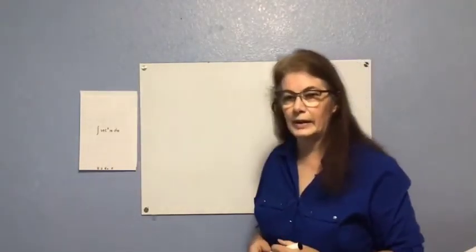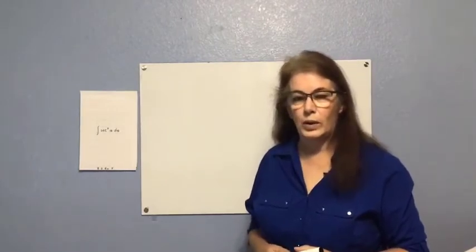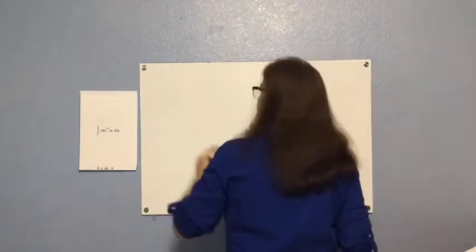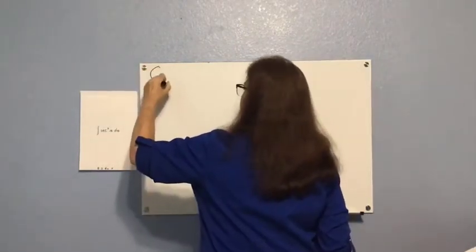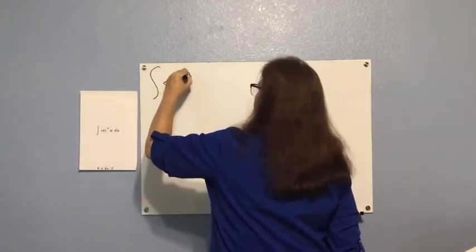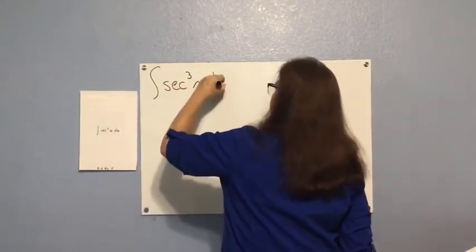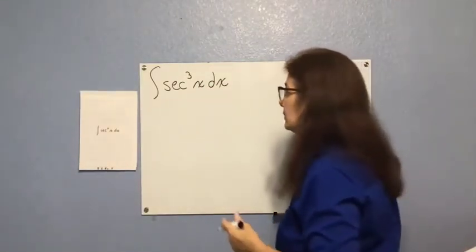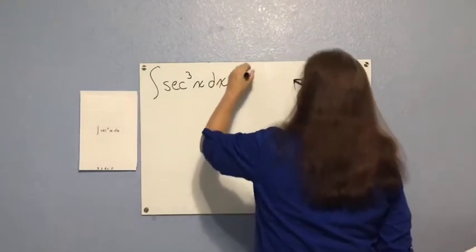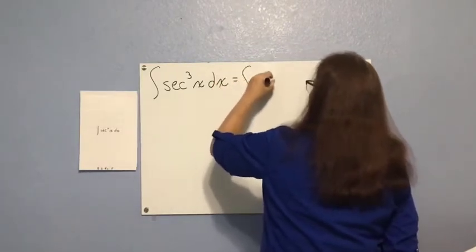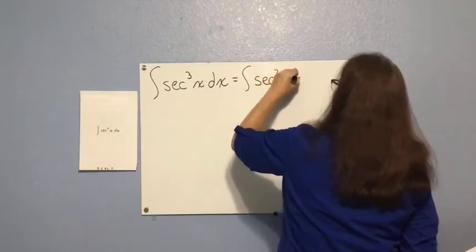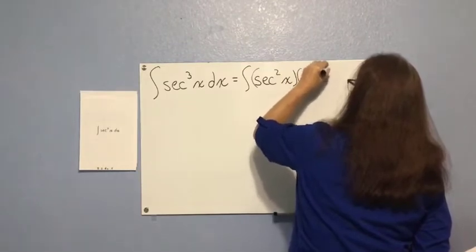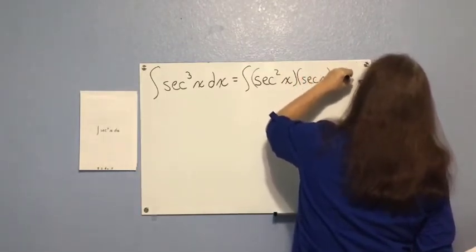Okay, let's look at another one that looks like it's only one part, but we can divide it and make it easier to integrate. We have the integral secant cubed x dx. Now we don't have a rule for secant cubed, but we do have a rule for secant squared. So we're going to divide this up into secant squared x times secant x dx.